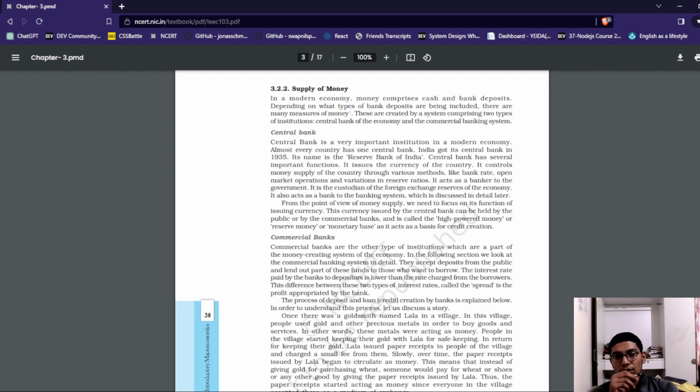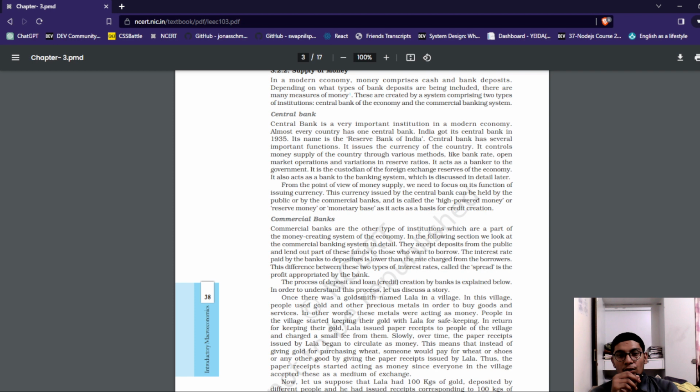The central bank is a very important institution of a modern economy. Almost every country has one central bank. India's central bank was established in 1935. It is the Reserve Bank of India. The central bank has several important functions. It issues the currency of the country.